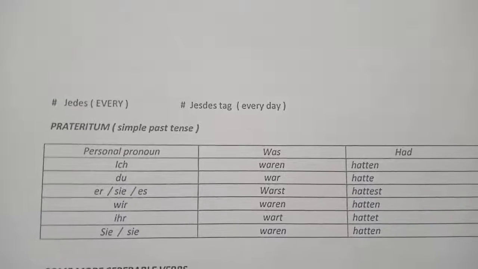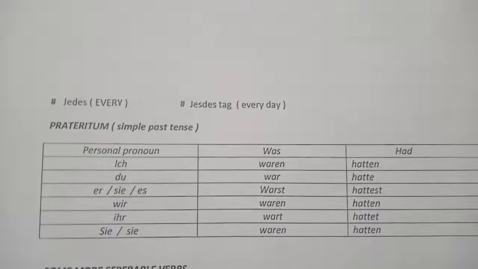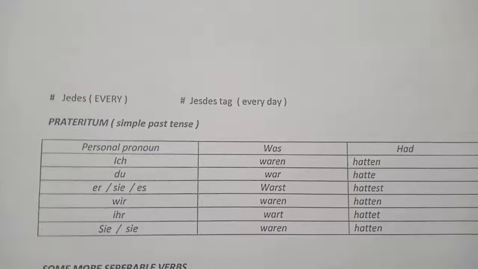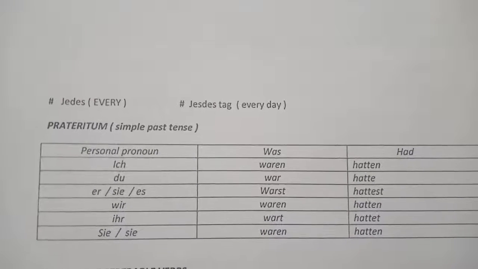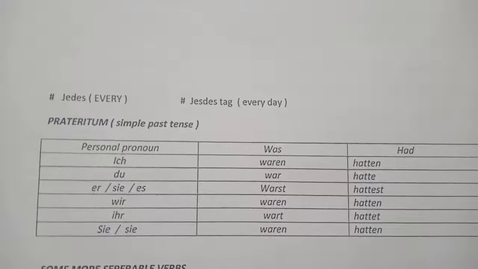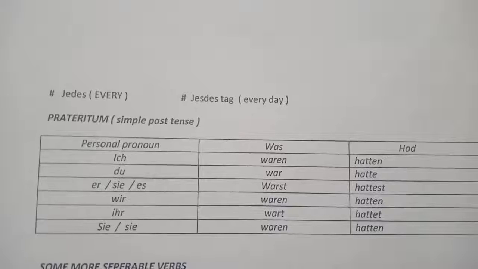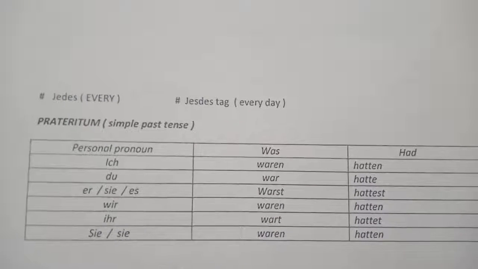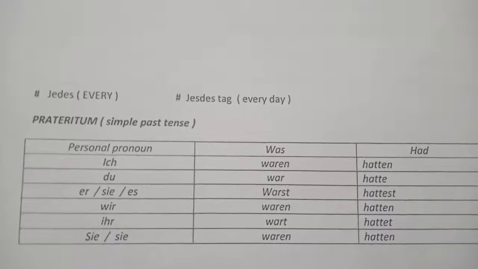So ich war, du warst, er/sie/es war, wir waren, ihr wart, sie waren. Similarly, had is ich hatte, du hattest, er/sie/es hatte, wir hatten, ihr hattet, and sie hatten.